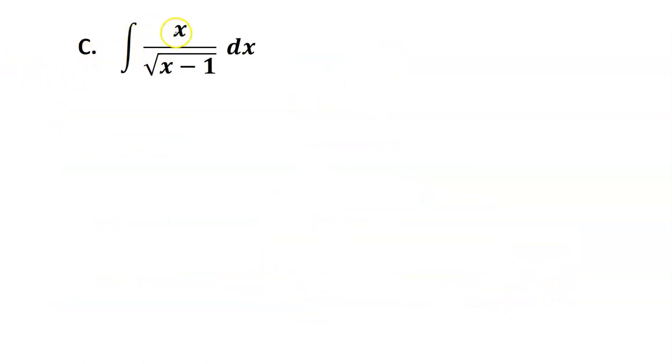For part C, the degree of the numerator and denominator are both 1, so this definitely will not be an inverse trig situation. Let's just get started and see if u substitution will somehow work out. I'm going to start by rewriting this a tad. So I have x over, and then in the denominator I will have x minus 1 to the 1/2 power.